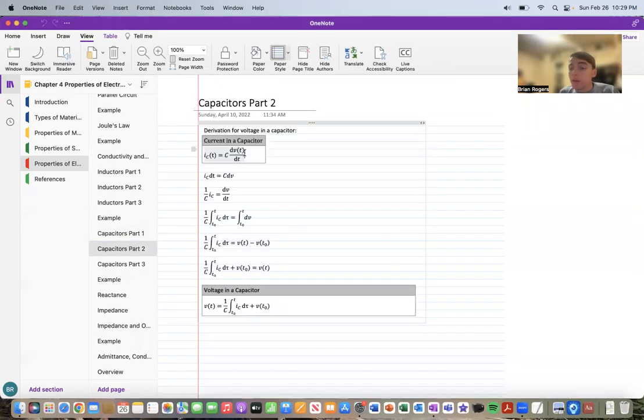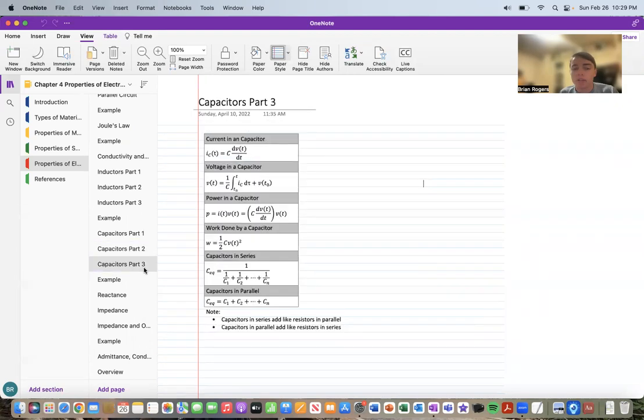So if we know the current for a capacitor, we can derive it the same way to get an equation relating the voltage in a capacitor. We multiply both sides by dt, divide both sides by C, and then we take the integral, and we're able to get the voltage at any time minus the initial voltage. In rearranging the equation, we'll get it in terms of the voltage at any time for a capacitor.